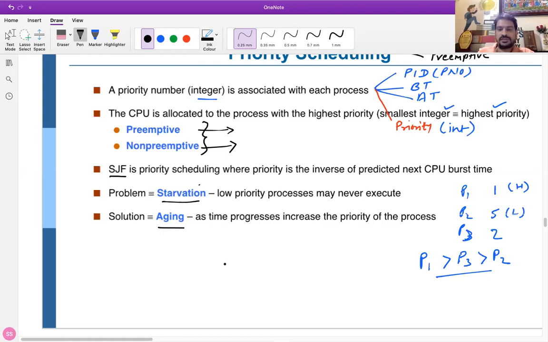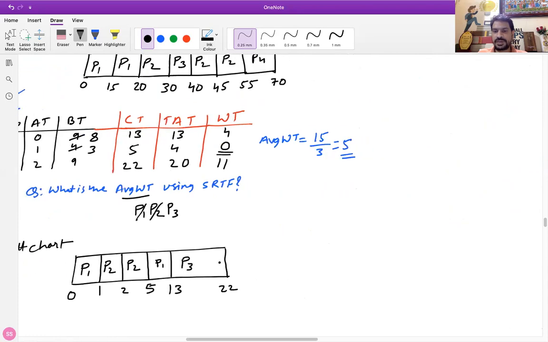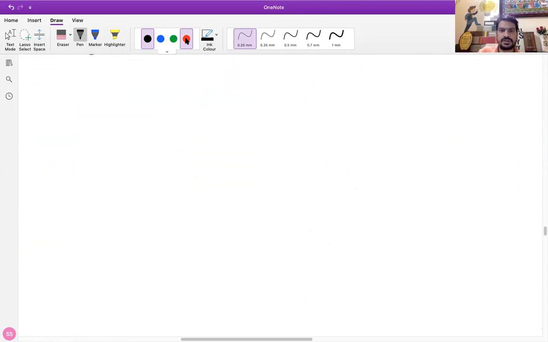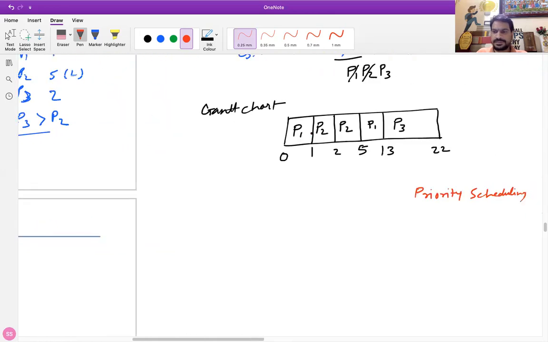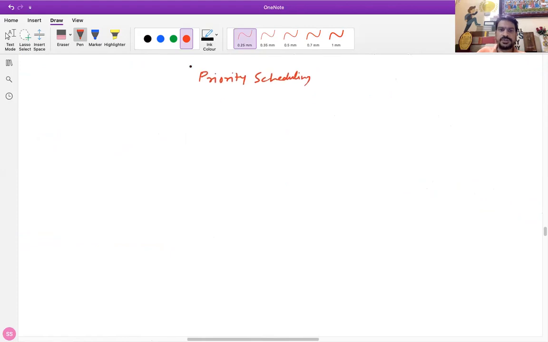Now, if you know what type of scheduling it is, let's go and solve some problems related to priority scheduling. In priority scheduling, as I told you, the criteria is priority. And if priority is the same for two processes, we'll take arrival time as a tiebreaker. But priority is the main thing here.